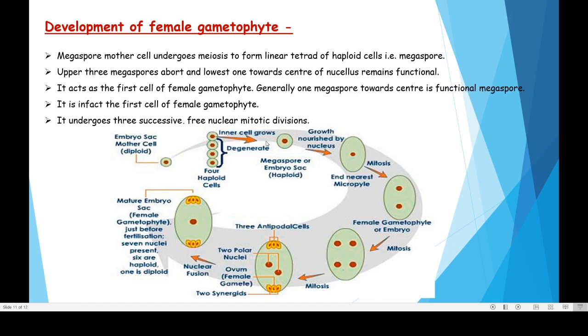Now this one haploid megaspore, or embryo sac, gradually develops, and later by cell division called mitosis, it forms 2 nuclei, and in later stages it again forms 8 nuclei. Here in this diagram you can see 8 nuclei are there, 3 plus 3 plus 2.